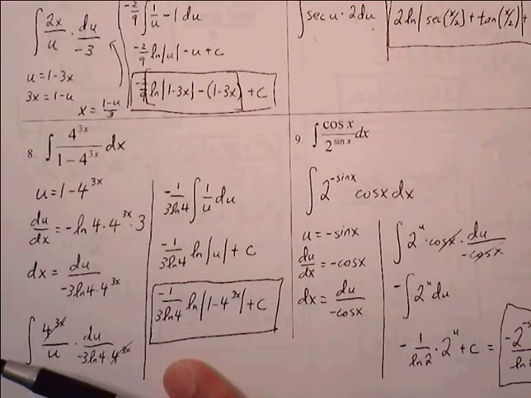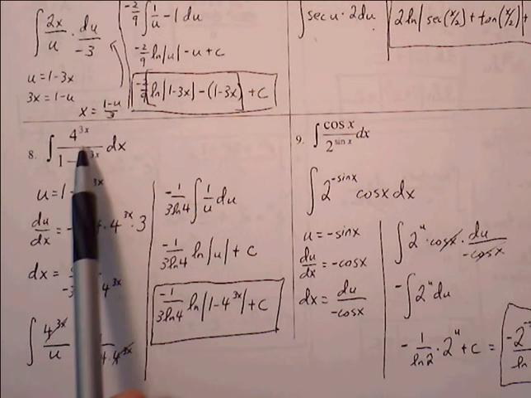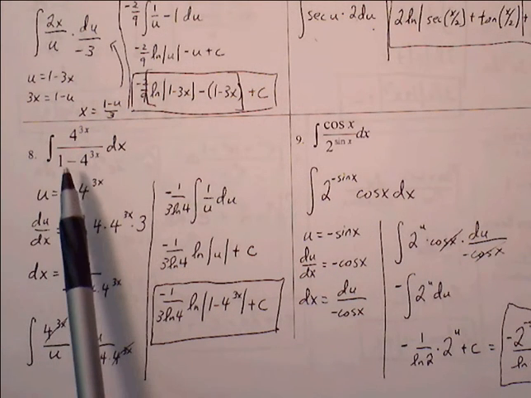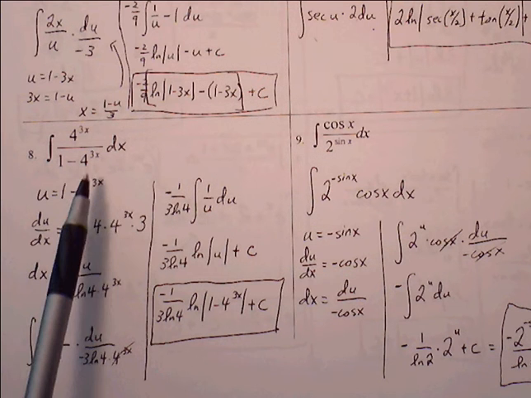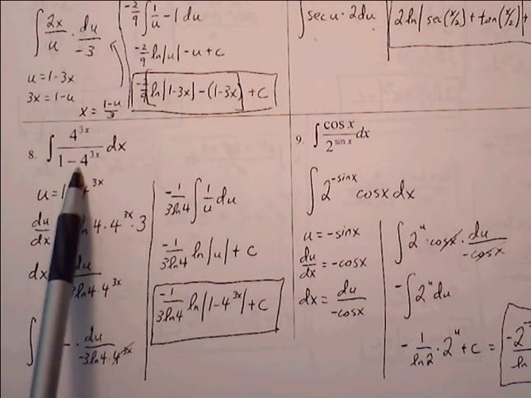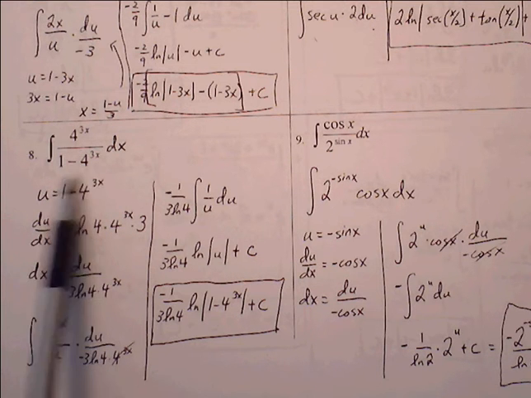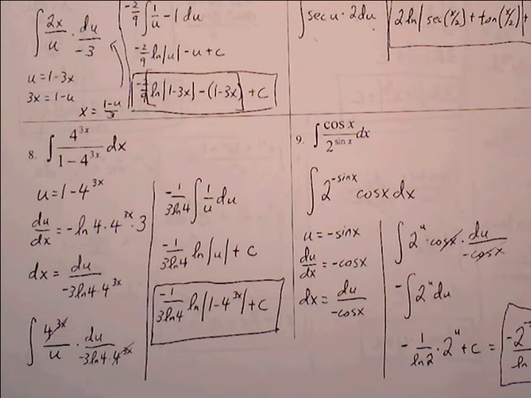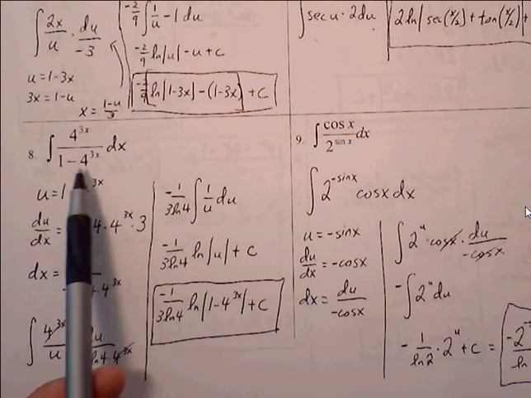Number 8. Integral of 4 to the 3x over 1 minus 4 to the 3x. All right, if we have to choose between numerator and denominator, choose the denominator first. Let that be your first option if you're having to choose between two options to decide what the u value could be. All right, we'll let the u value be 1 minus 4 to the 3x.